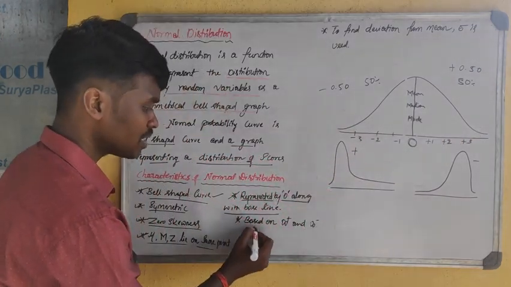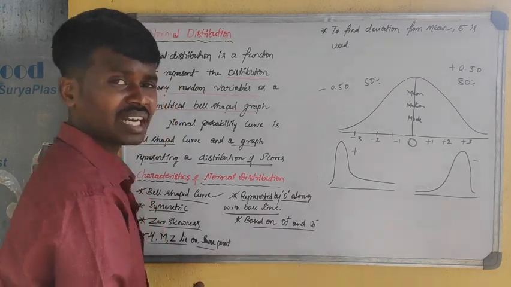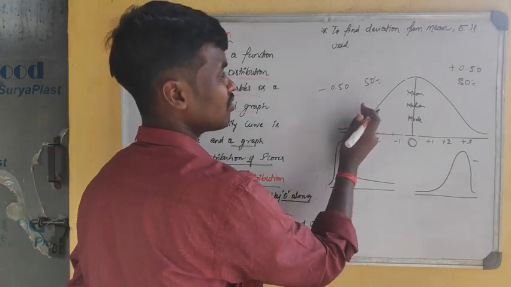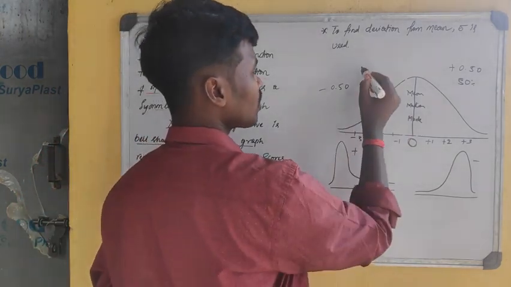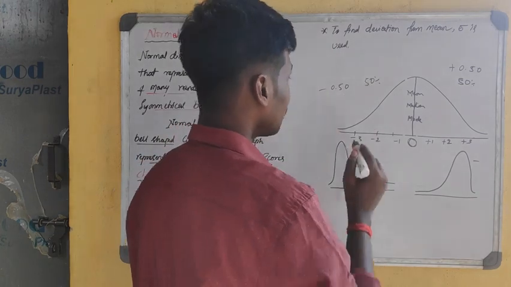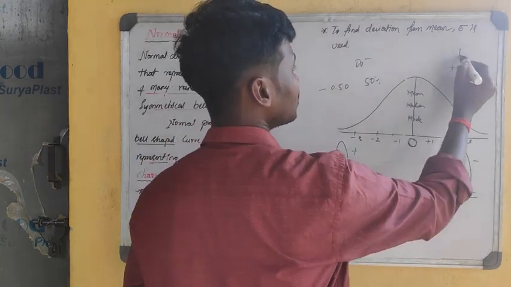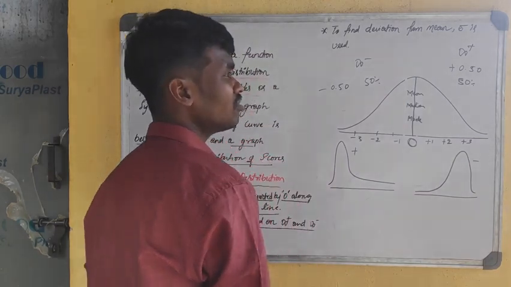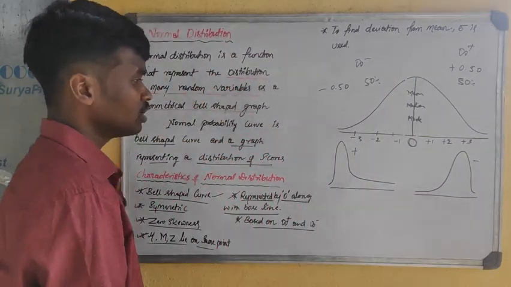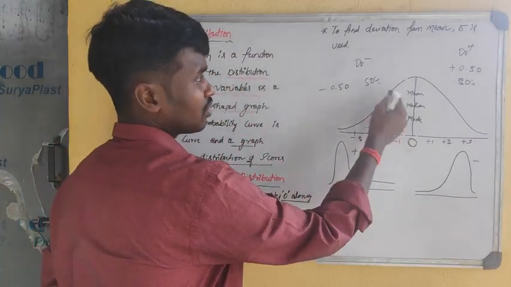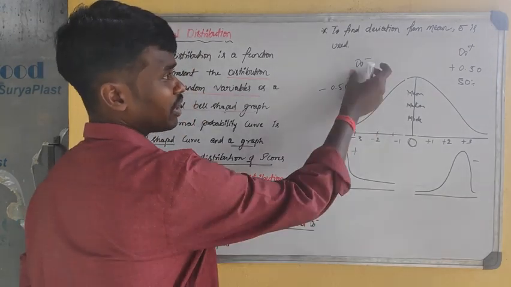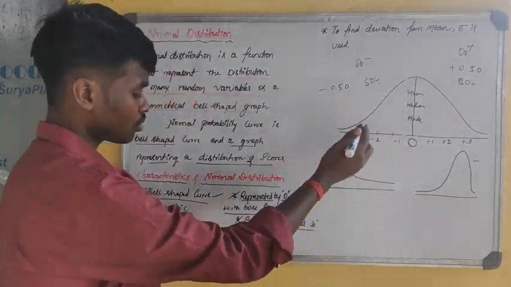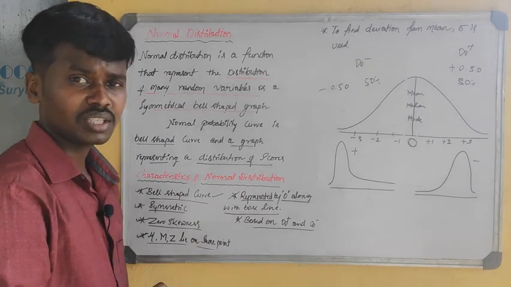Next, based on positive infinity and negative infinity, this region will be called negative infinity and this region will be called positive infinity. Okay, so by seeing this we can identify the negative infinity and positive infinity. So it is also one of the characteristics of the normal distribution.